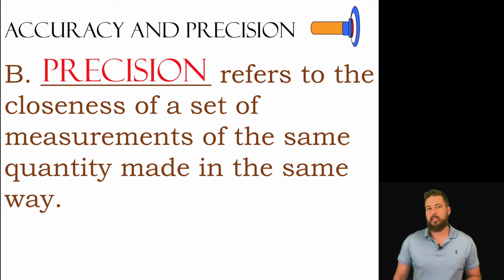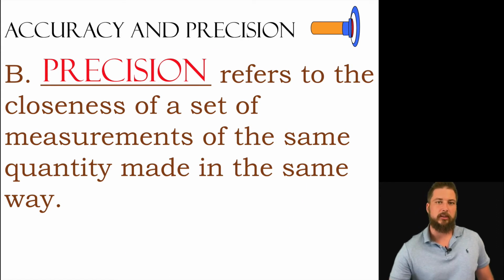Another way of thinking about it is, let's say we take a bunch of measurements and one measurement says 5, one measurement says 7, one measurement says 4. Those are all pretty different from each other, and so that would not be precise. So let's go ahead and take a look at some examples of what that is.